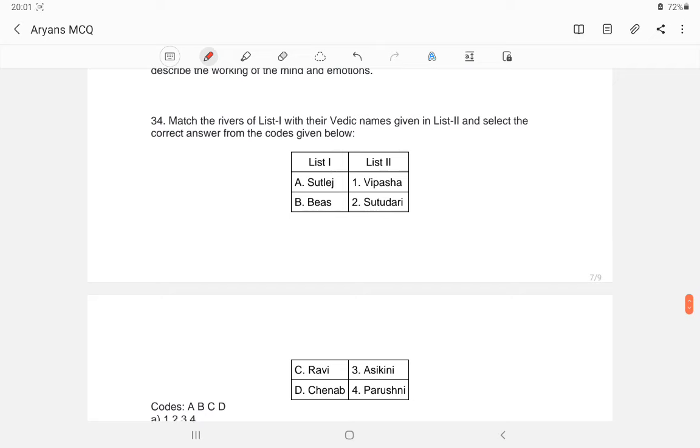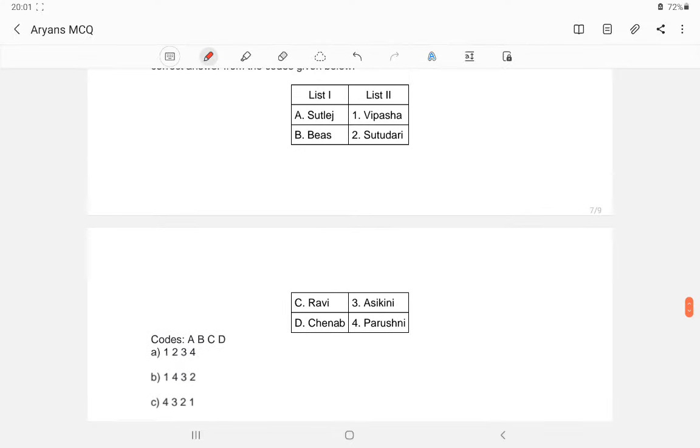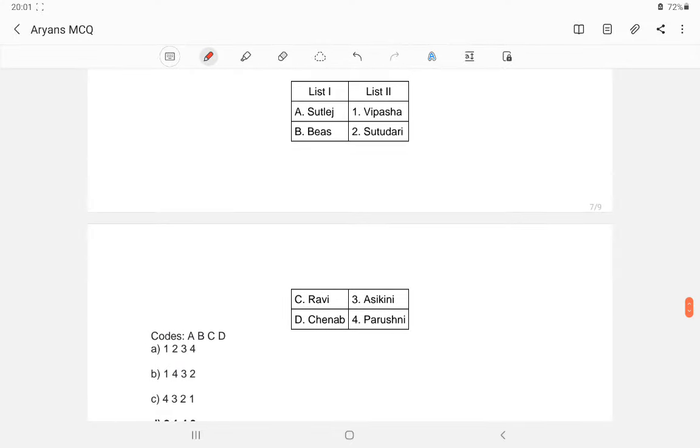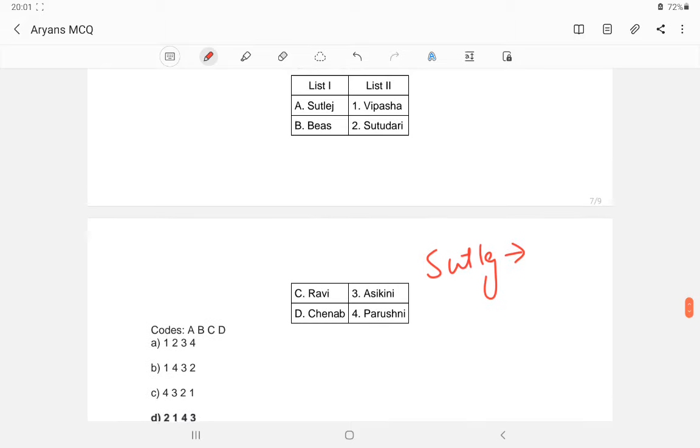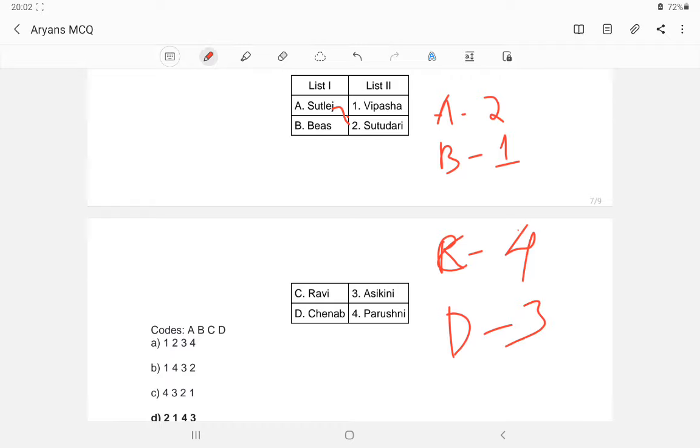Match the following rivers: Sutlej, Beas, Ravi, Chenab with Vipasa, Sutudri, Askini and Parushni. The answer: Sutlej is Sutudri, so A is 2. Next, B: Beas is Vipasa, so B is 1. C is Ravi, which is Parushni, so C is 4, and naturally D is 3, that is Chenab is Askini.